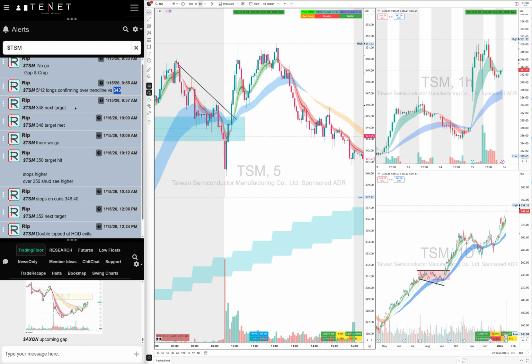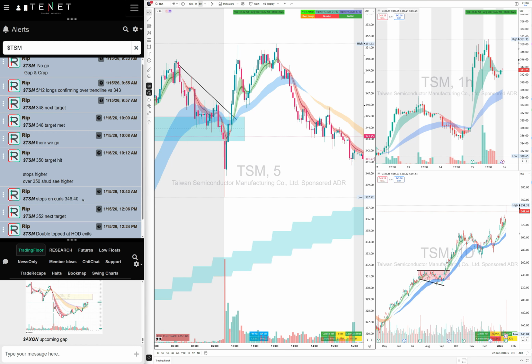I gave the first target 348. The next target I gave was 350. We hit all the targets there, 350. So we took our profits there, and once we pulled back, you get back in again at this 512 curls. So I told the traders that we have a 512 curls once again right here.